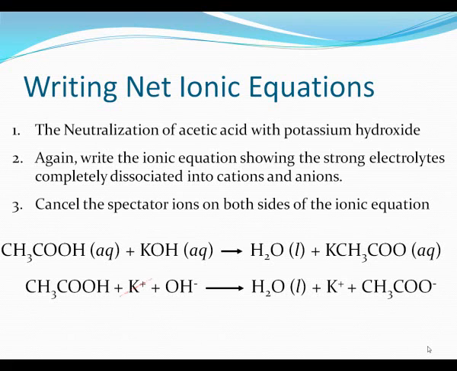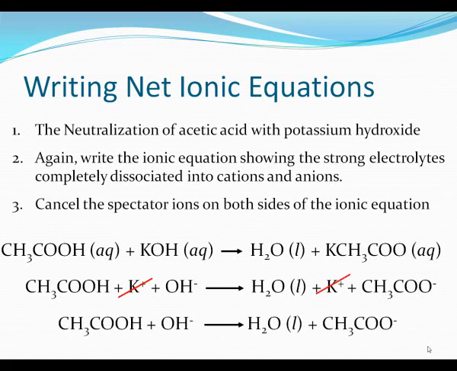The next step is the same. You cancel out the spectator ions, in this case just the K+, and here our net ionic equation is CH3COOH plus OH minus makes the water and the acetate ion. Interestingly enough, if that was a strong acid like HCl, we would have H plus plus OH minus makes water as our net ionic equation, and indeed that is the net ionic equation for all strong acid, strong base reactions.